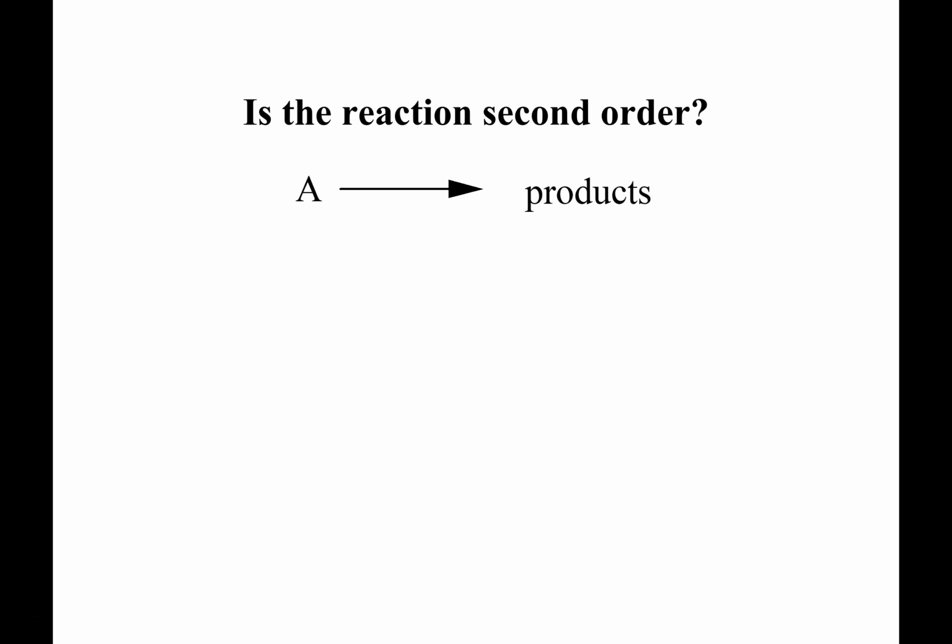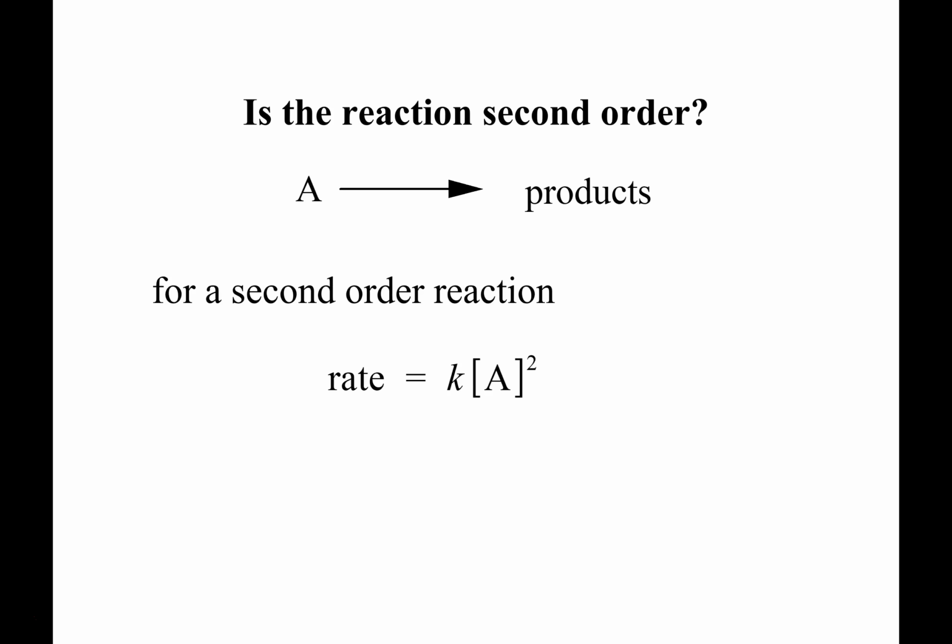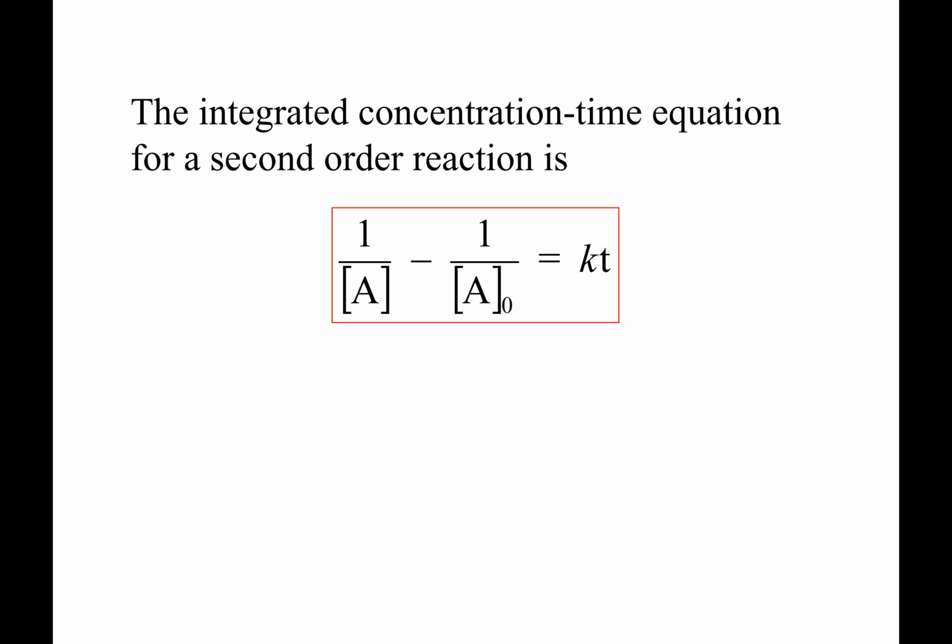So zero, first, second. What does that look like? We're going to do a similar thing. Our rate law expression must be equal to the rate law constant k times the molar concentration of reactant raised to the second power. So we can say the rate is equal to negative change in A over change in time. Go ahead and integrate both sides, and you end up with this relationship. It's almost like magic.